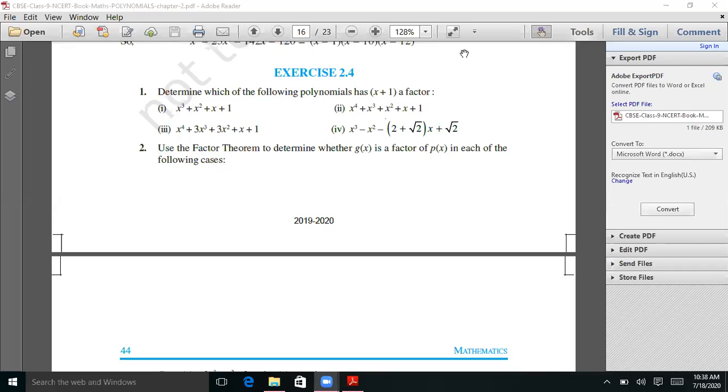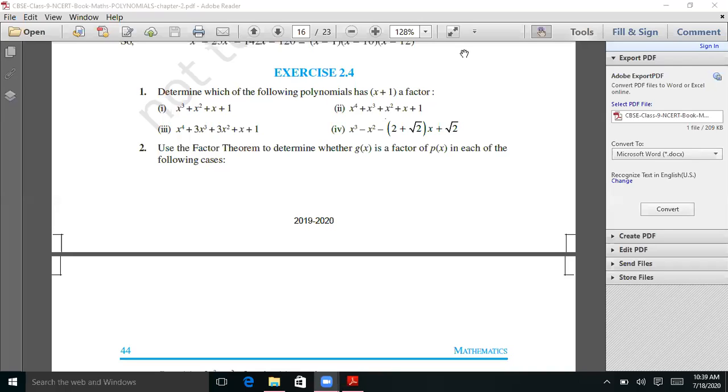So we'll use the factor theorem here. What does the factor theorem say? कि like if we want to check whether x plus 1 is a factor of the first polynomial or not, तो हम क्या करेंगे? सबसे पहले हम x plus 1 को 0 के equal put करेंगे, right?